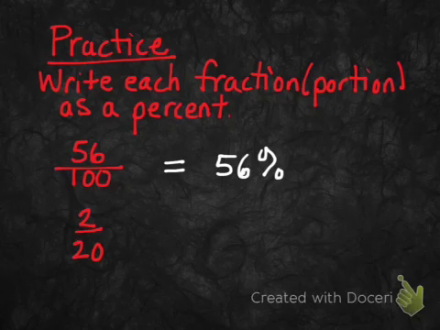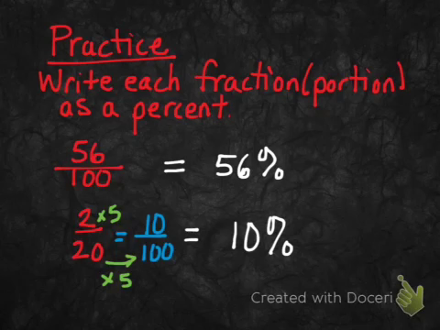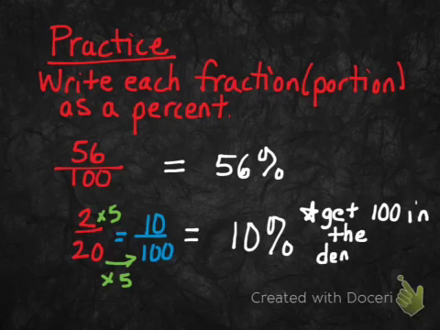But what if you get a denominator that's not 100, like 2/20ths? Yeah, you probably guessed it. I've got to give it a denominator of 100. So how do I do that? In this case, this easily works. Times 5, times 5. Now I have a fraction over 100. So that's exactly my percent, 10%. Okay? So we want to get 100 in the denominator. That's our goal, because then we know what our answer is in terms of a percent.